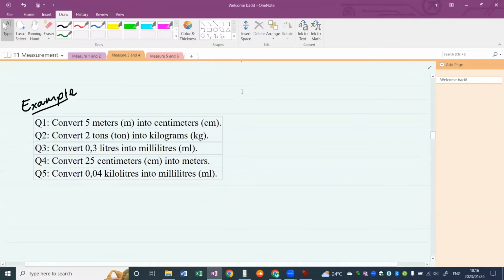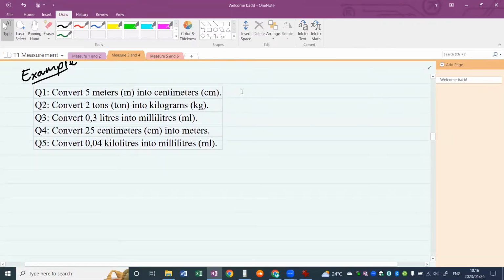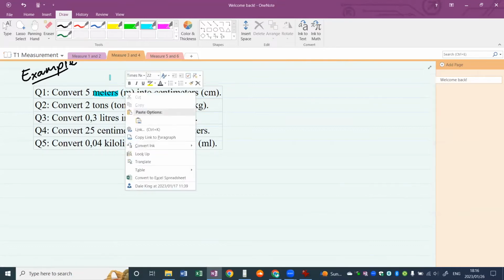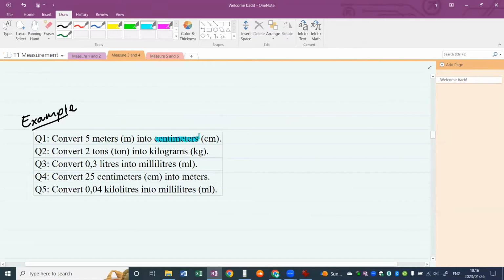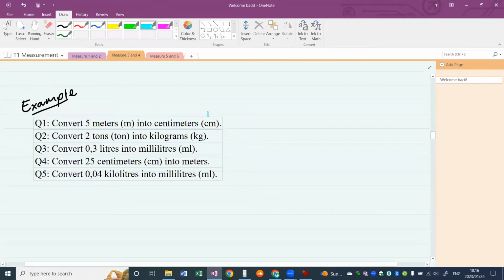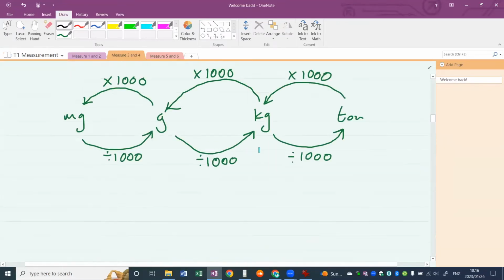All right, so in the first example, question number 1, it says convert 5 meters. All right, and I've always written the word here and then the symbol for the word. All right, so 5 meters, which is m, and I want to convert 5 meters into centimeters. All right, so there's centimeters there, and there's cm for centimeters there. Okay, all right, so let's use our diagram for this.